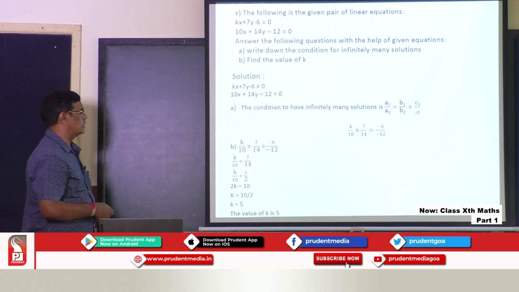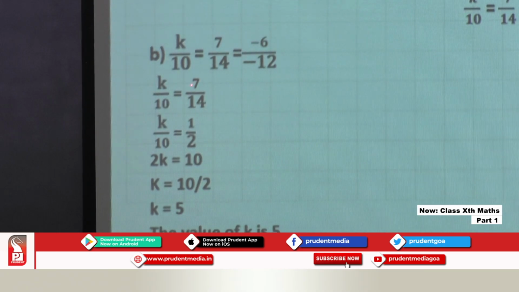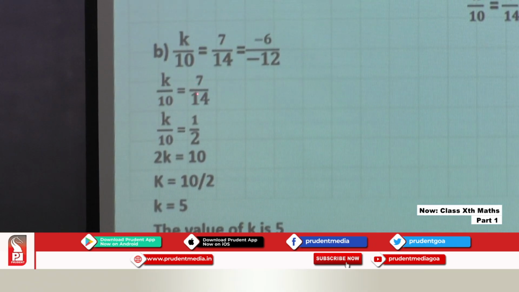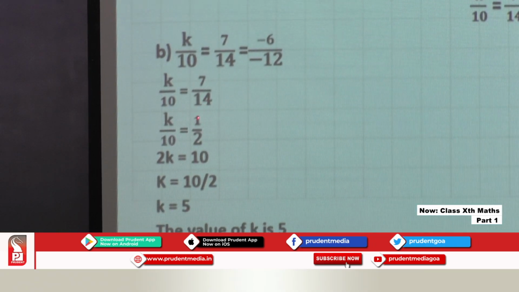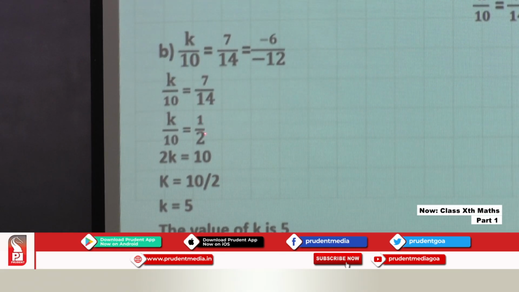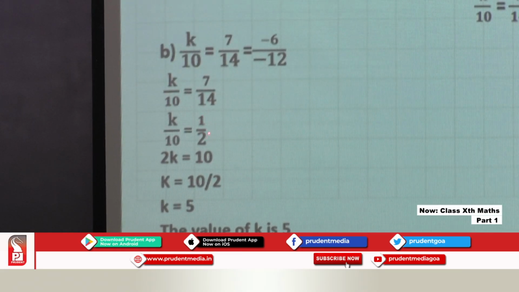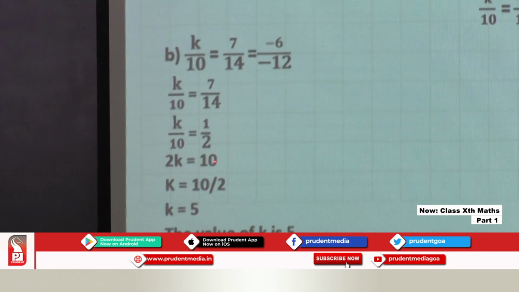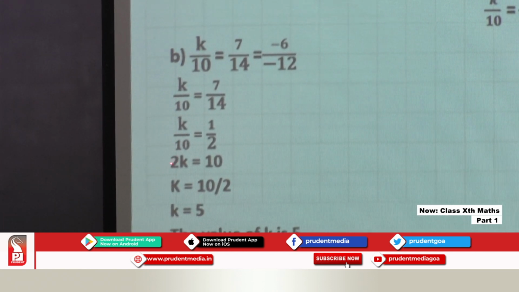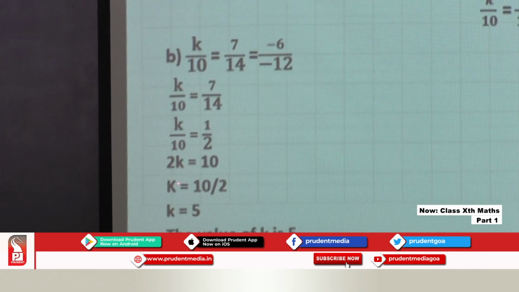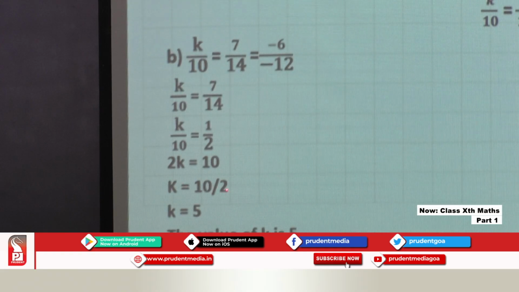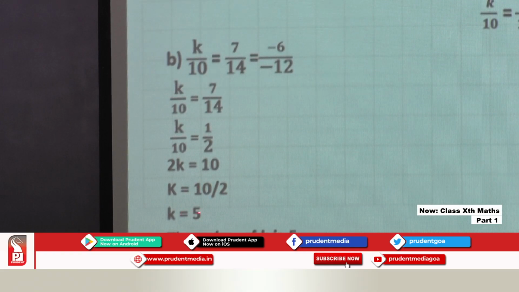So k upon 10 is equal to 7 upon 14. Now here you see they are divisible. 7 ones are 7, 7 twos are 14. So I have divided it and I am getting 1 upon 2. Once I divide, I do cross multiplication. 2 multiplied by k is 2k, 10 multiplied by 1 is 10. Then I take this multiplied term to the right hand side, so I get k is equal to 10 upon 2. 10 upon 2 is 5, so I get k is equal to 5. Therefore the value of k is 5.